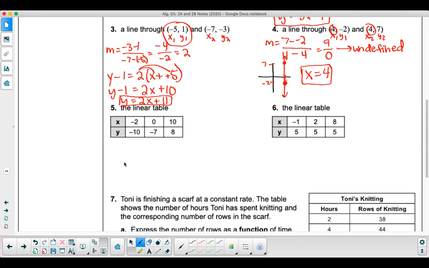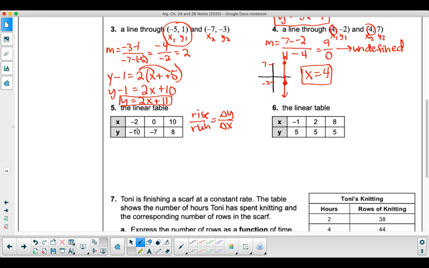All right, now writing equations from a table. First, we are going to use the table to find the slope, and if possible, see if the y-intercept is also in the table. If the y-intercept is not in the table, then we can use our point-slope form. So to find the slope from a table, it's rise over run, which is change in y over change in x.